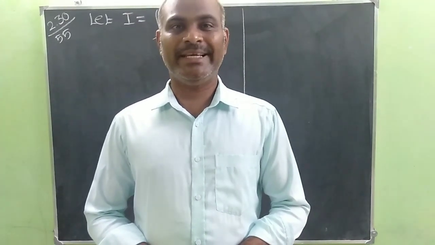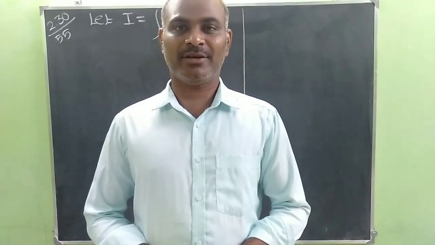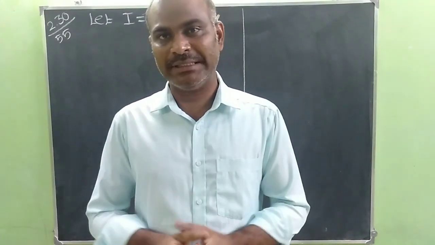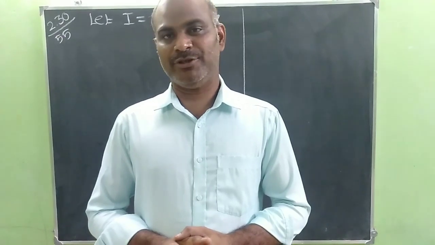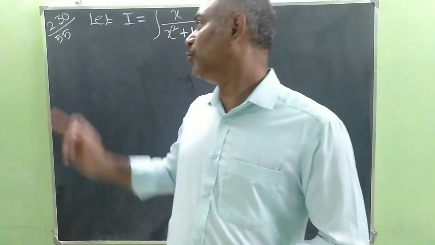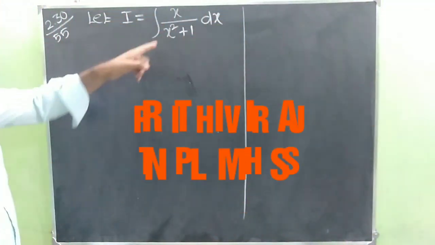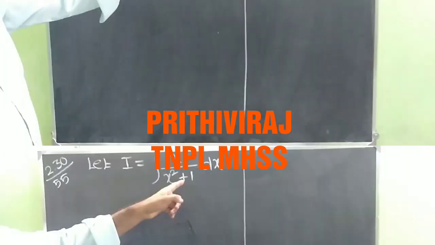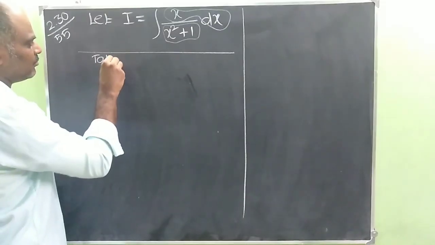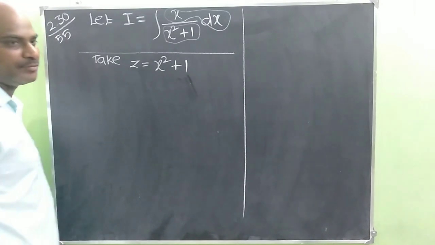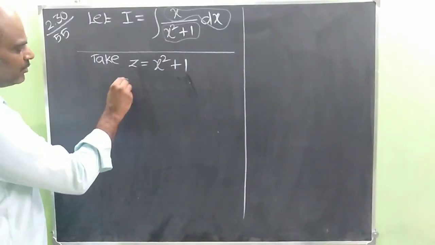Today we are going to see about the topic Integral Calculus 1, Method of Substitution or Change of Variable Method or Z Substitution. Example 2.30, page number 55. This is our integration of x by x squared plus 1 into dx. Take z equals x squared plus 1.